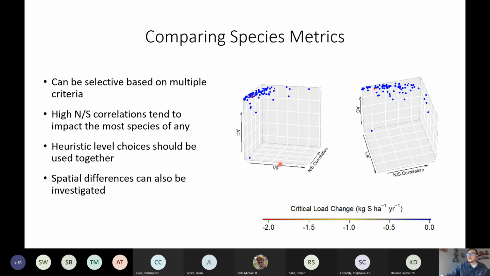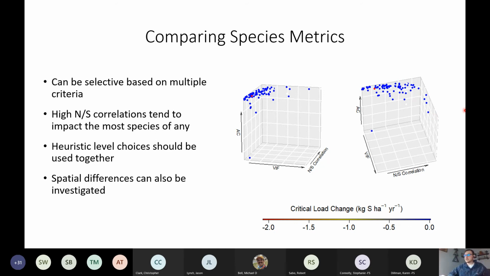But the NS correlations and the VIF values tend to be the ones that remove the most species. You can see that in the table in the last one. You can kind of see it here a little bit. There's a fair amount of species that have a high NS correlation, so you can't tease apart that nitrogen and sulfur effect. So we can look at it at this species level.